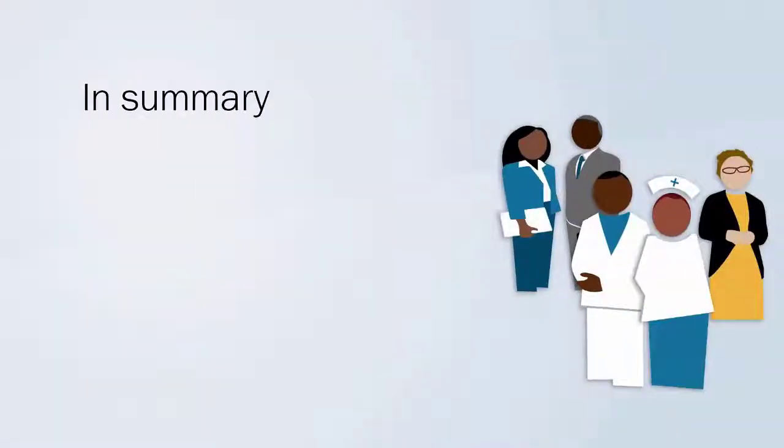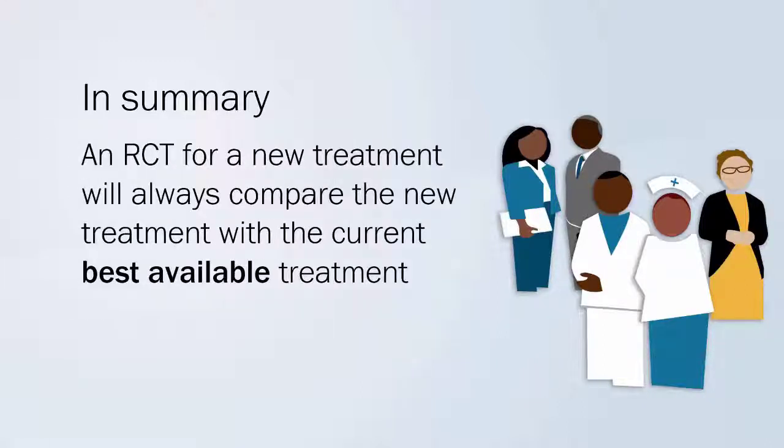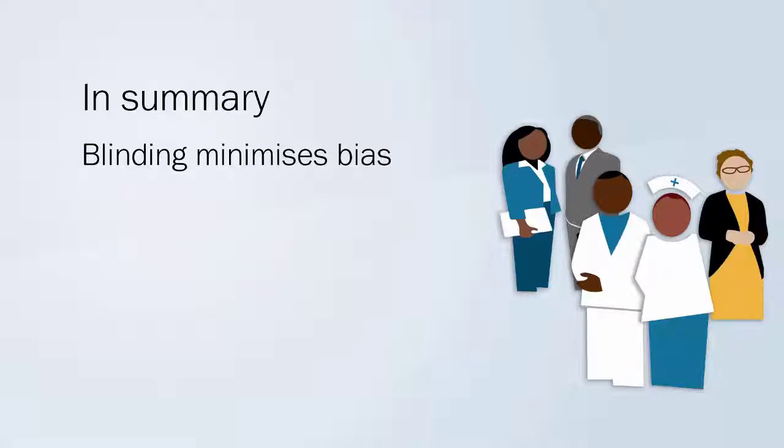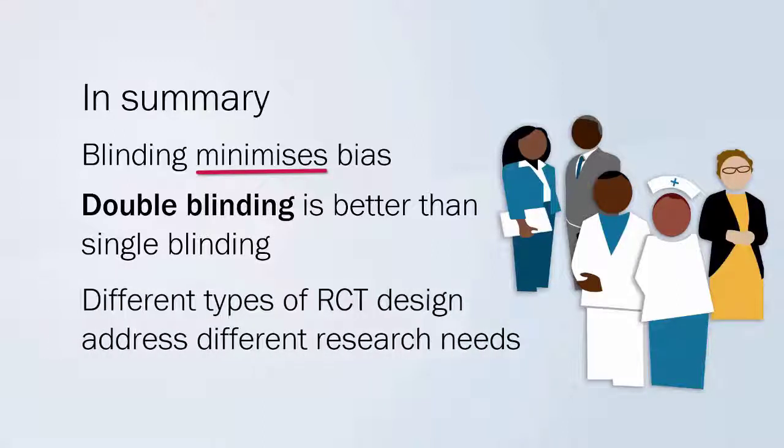In summary, a well-designed RCT provides the strongest evidence that a given intervention is effective and safe. An RCT for a new treatment will always compare the new treatment with the current best available treatment. Blinding within the study design minimizes bias. Double blinding is better than single blinding. Different types of RCT design address different research needs.